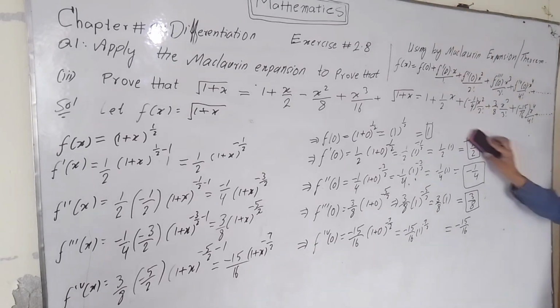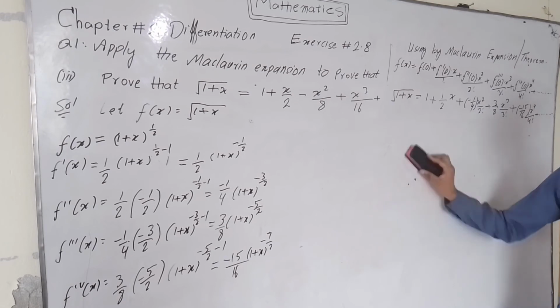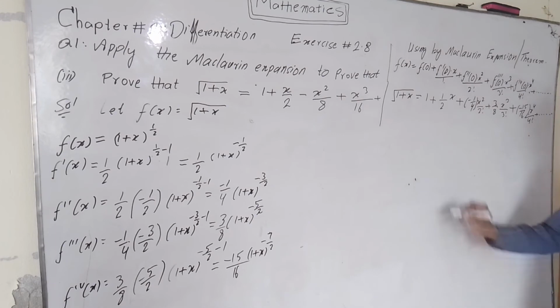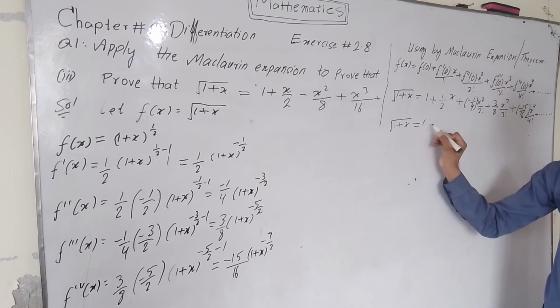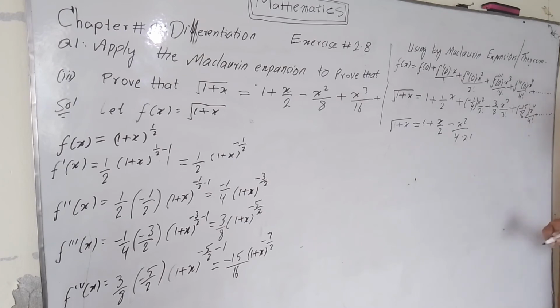Next, 1 plus under root of x is equal to 1 plus x divided by 2 plus minus x square divided by 4 dot 2 dot 1. Two factorial is equal to 2 dot 1, plus 3x cube divided by 8, 3 factorial is equal to 3 dot 2 dot 1, plus minus 15 divided by 16 x power 4 divided by 4 factorial, which will be equal to 4 dot 3 dot 2 dot 1, plus, and so on.